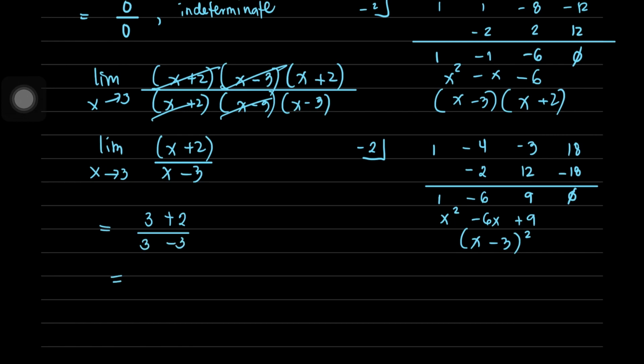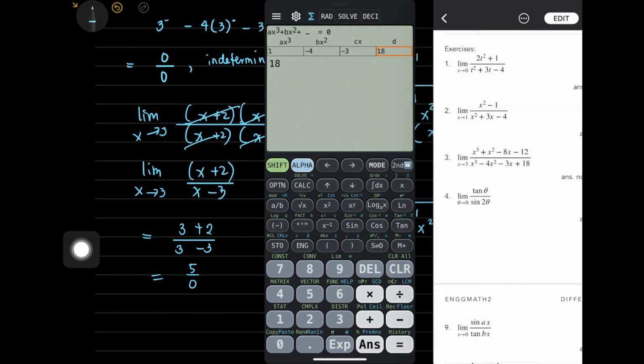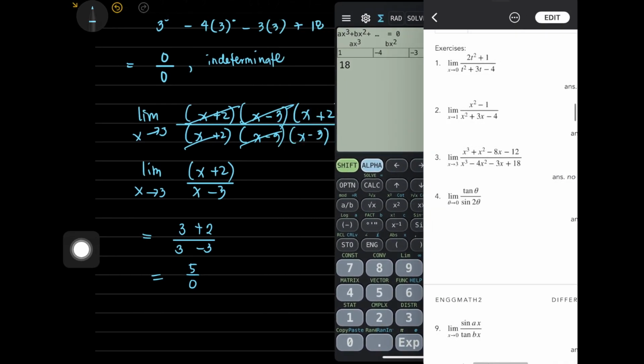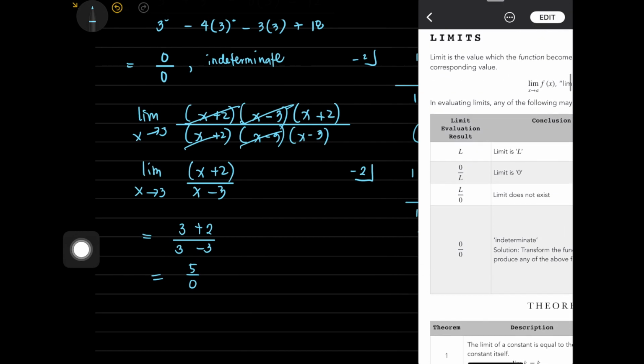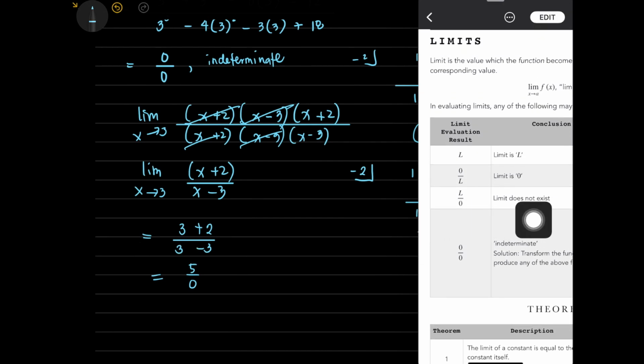So this is now equal to 5 over 0. Since it is 5 over 0, let's check our notes here. If it is L over 0, the conclusion is that the limit does not exist. So therefore, the answer here would be no limit.